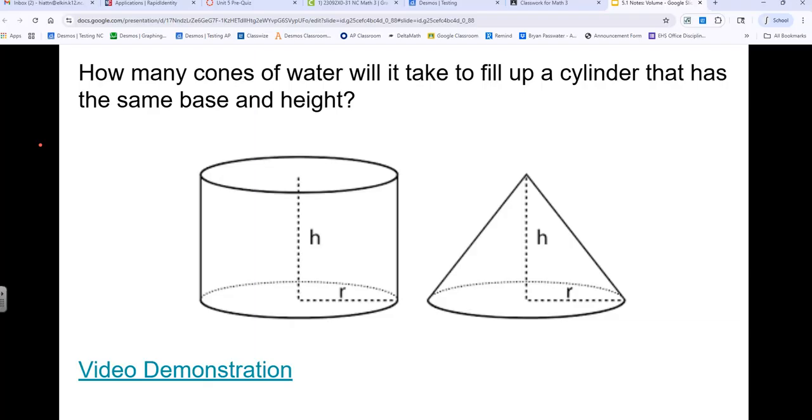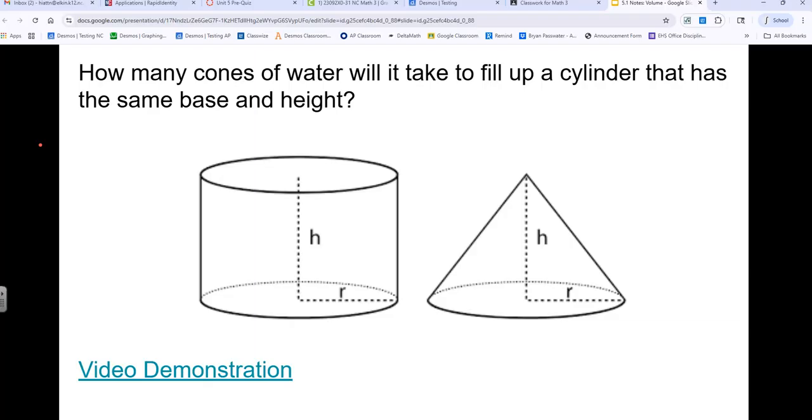I've got a video demonstration linked here, but we're going to do an activity. I'm going to actually do this here. I need everybody right now to guess for me. I've got a cylinder and a cone. The cone and the cylinder have the same size base, right? The bases of these are the same size. They also have the same height.